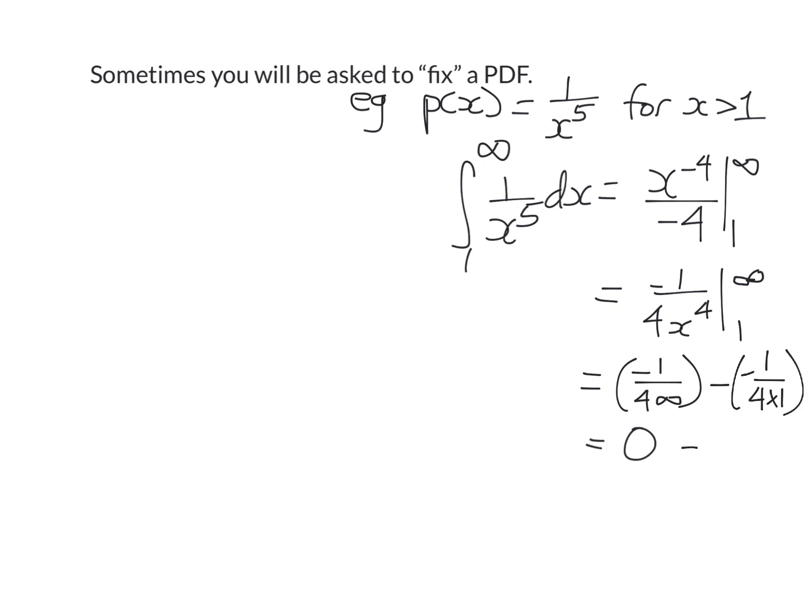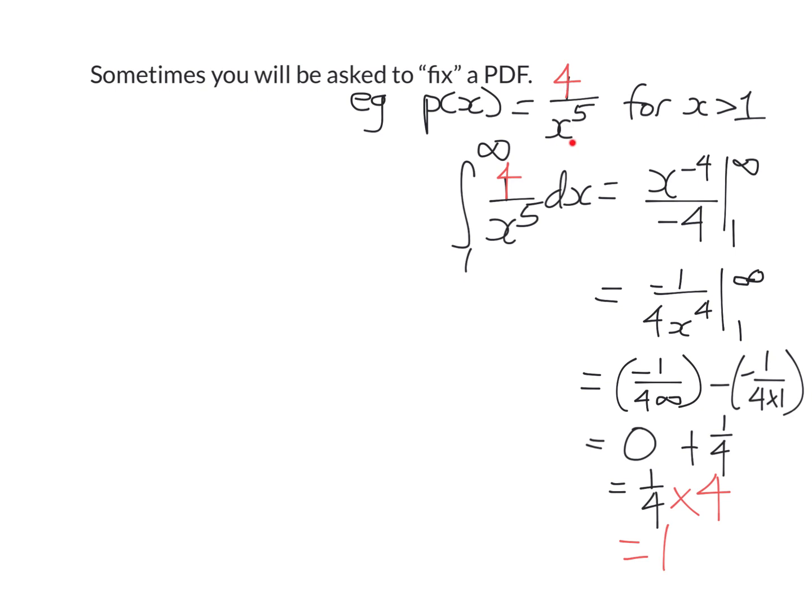and I get 1/4. So it becomes 0 plus 1/4, which is just 1/4. So this function here can't be a valid PDF for x is greater than 1 because the area under the curve is 1/4. It's not 1. But I can easily fix this. See, if I just multiply this by 4, that means that the final area will be multiplied by 4 and it will give 1. So I've now fixed it.